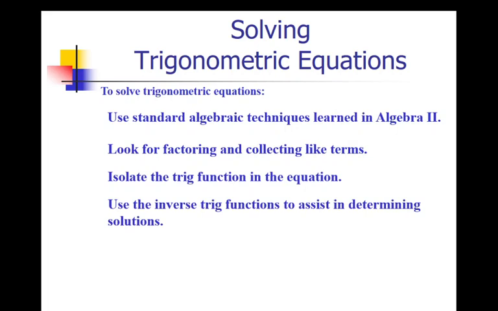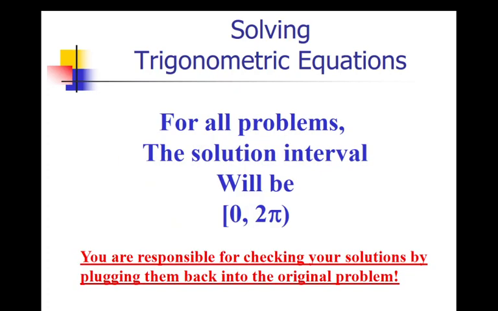So earlier in the class we talked about arc sine, arc cosine, arc tangent, and how they work. And we're going to be using those to help us find solutions. For all of our problems, the solution interval will be between 0 and 2 pi. Technically, there are an infinite number of solutions because all coterminal angles are solutions. You could sit there forever adding and subtracting 2 pi, and there is a method of finding solutions using that idea. But for right now, we're going to use solutions that are only between 0 and 2 pi.